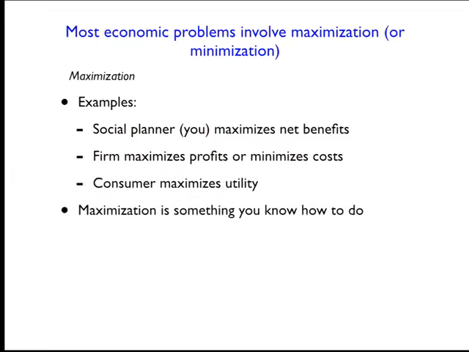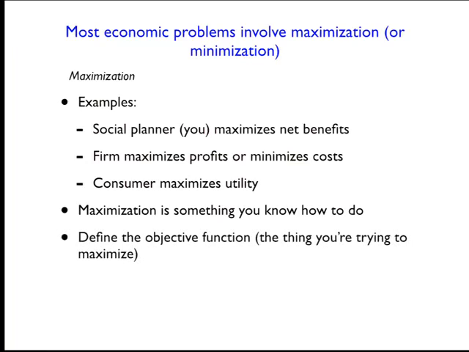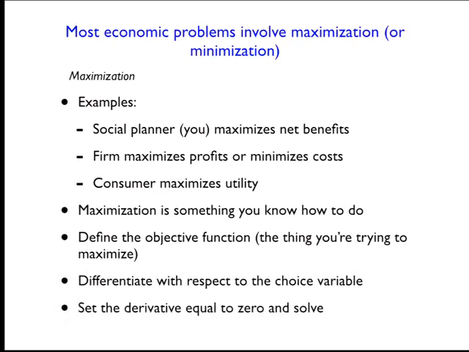And so maximization is something that you hopefully know how to do. If you've taken intermediate micro before, you've definitely seen maximization problems before, and you've probably also seen them in various math courses. But the key here is really to define the objective function, which is the thing that you're actually trying to maximize. And once you do that, then all you have to do is differentiate with respect to whatever the choice variable is, set the derivative equal to 0, and then go through and solve it.